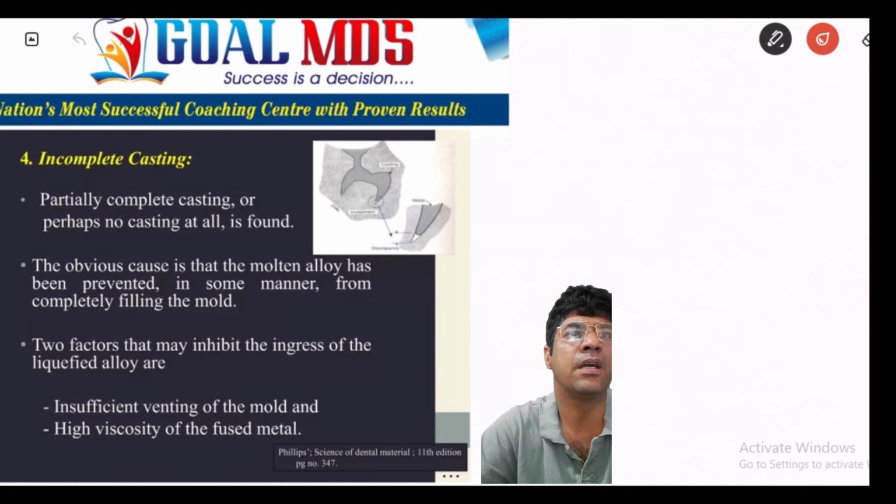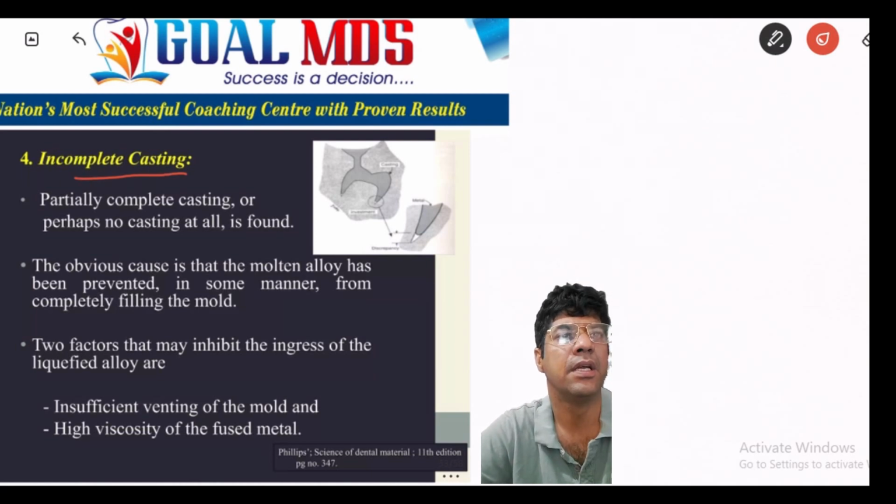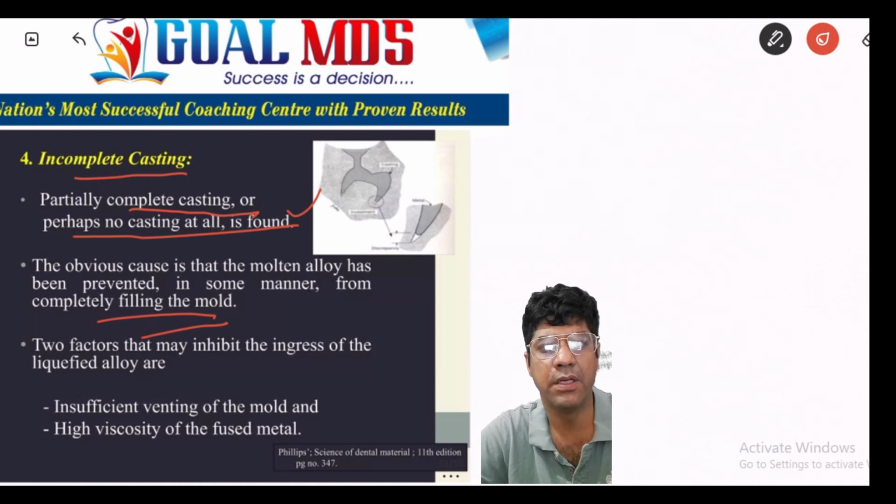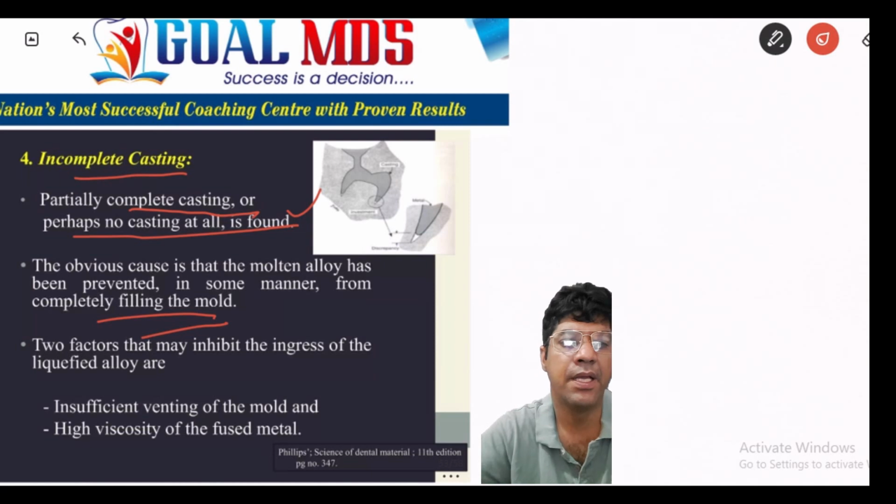The other is the incomplete casting. That means partial incomplete casting or perhaps no casting at all is found. The cause is the molten metal that has been prevented in some manner from completely filling the mold. So the reason could be insufficient venting of the mold. The venting in mold refers to the provision of pathways or channels for the gases such as air or volatile substances to escape as the molten metal flows in the mold cavity.